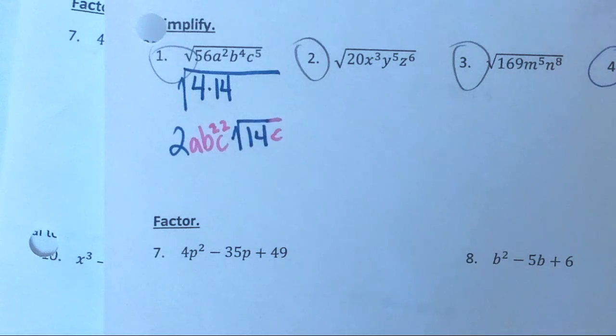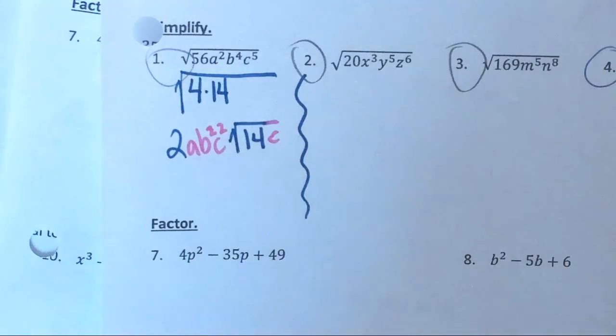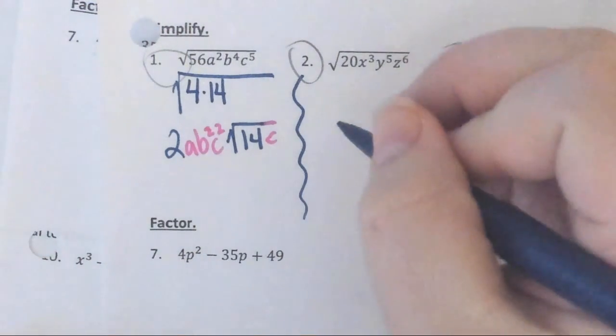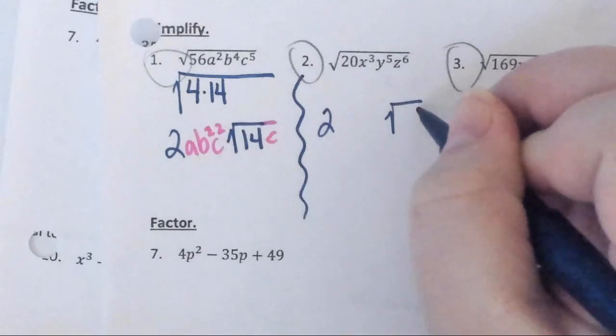Number 2. 20. I'm needing to break it down. What times what is 20? I need one of those numbers to be a perfect square. 2 and 10, neither of those are perfect squares. 4 and 5. If I do 4 and 5, I'm going to have 2 on the outside because square root of 4 is 2, 5 on the inside.